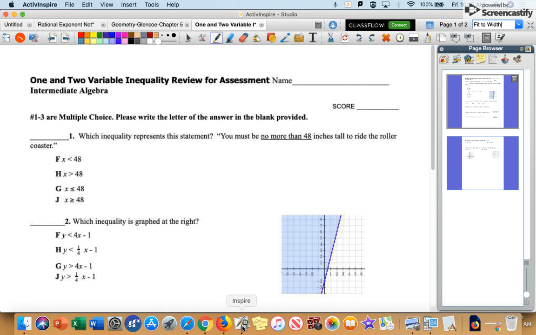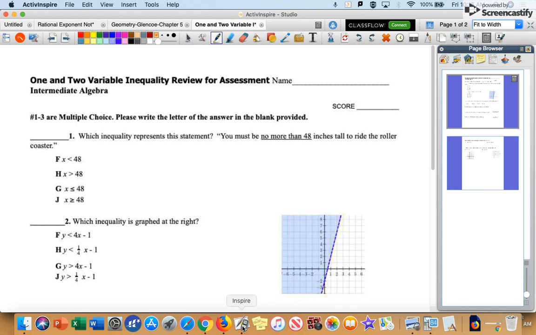And so record these answers, pause the video if needed. And so 1 through 3 are just going to be some multiple choice. Last number of class periods, we've been working through problems with inequalities in 1 and 2 variables. So this one talks about which inequality represents the statement. You must be no more than 48 inches tall to ride the roller coaster.